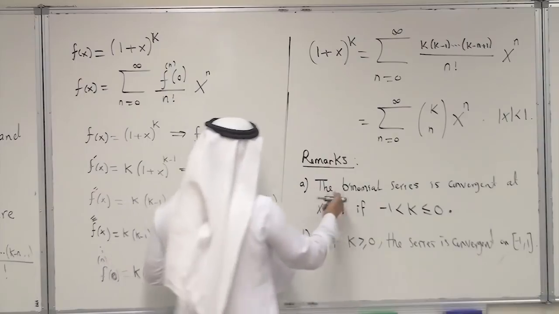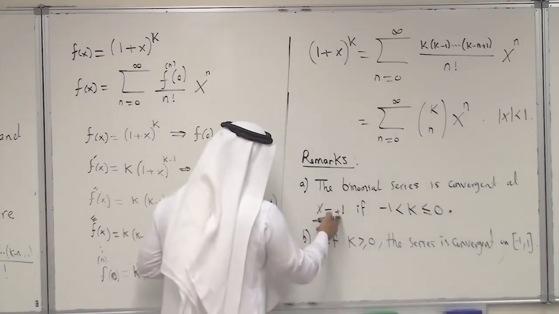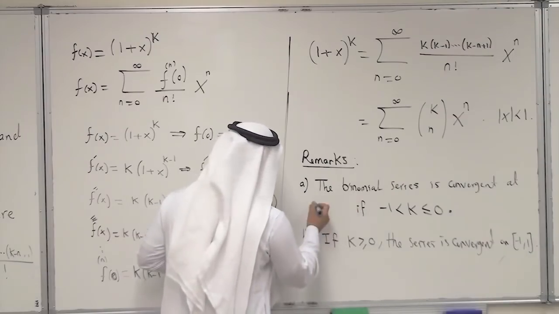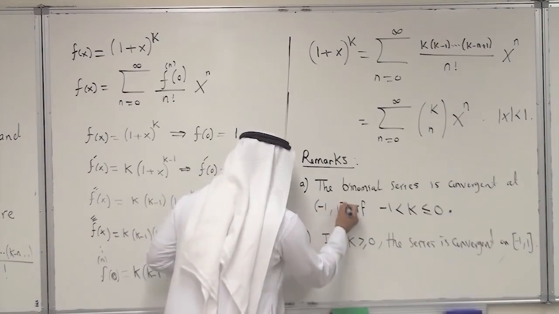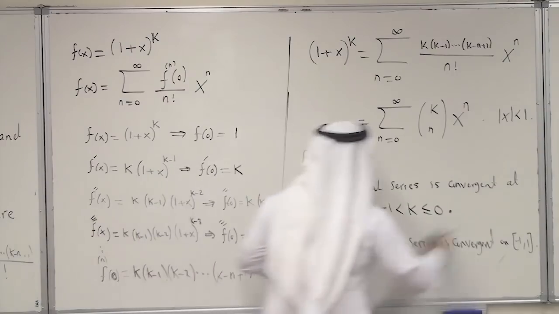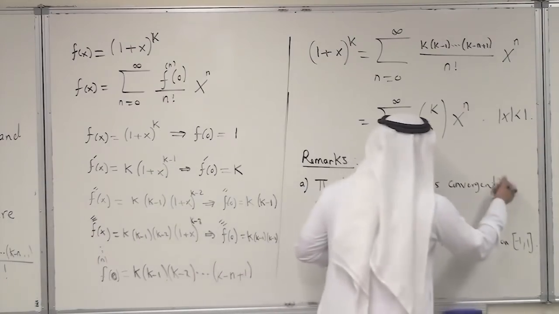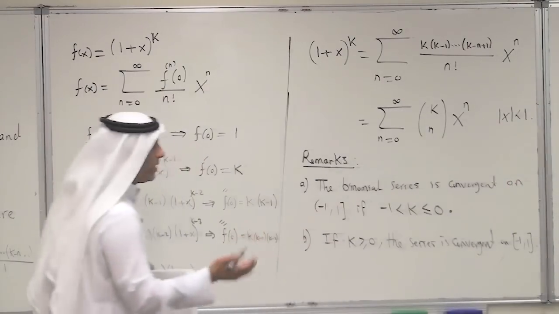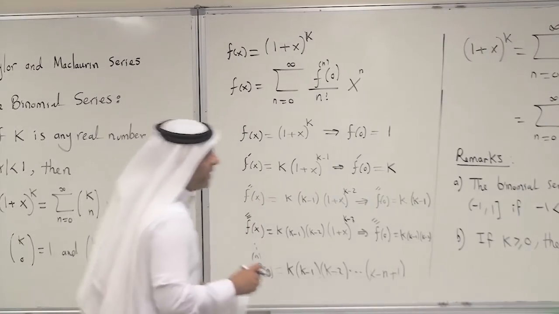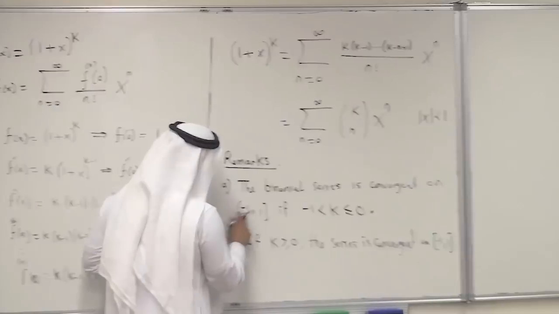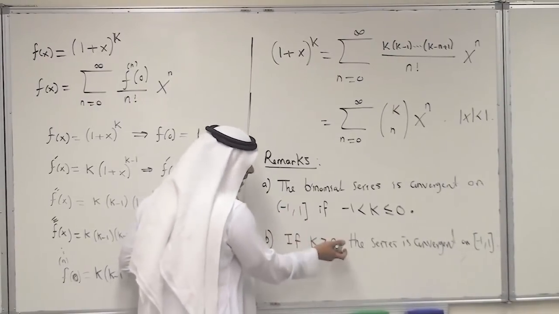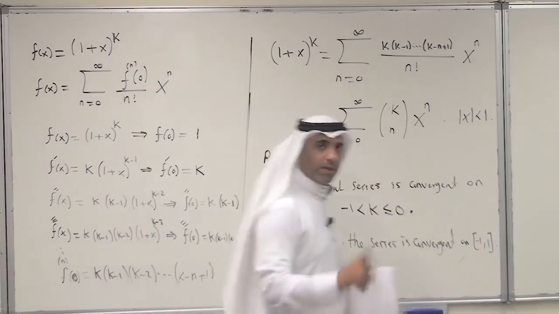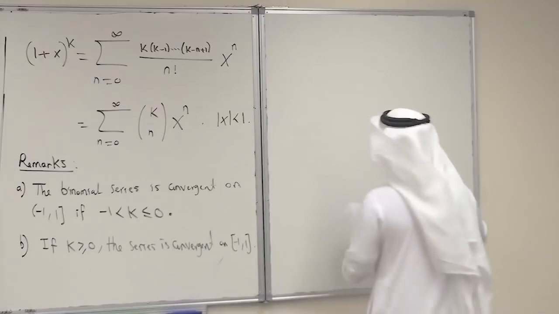If we say the binomial series is convergent at 1, it means it is convergent on -1 up to 1 closed. That's what we mean, okay? So convergent at x equal to 1 means, in addition to the convergence here, it is convergent on the interval -1 to 1. If k is non-negative, then it's convergent in the closed interval -1 to 1. That is the third remark I have here, which is the last one.